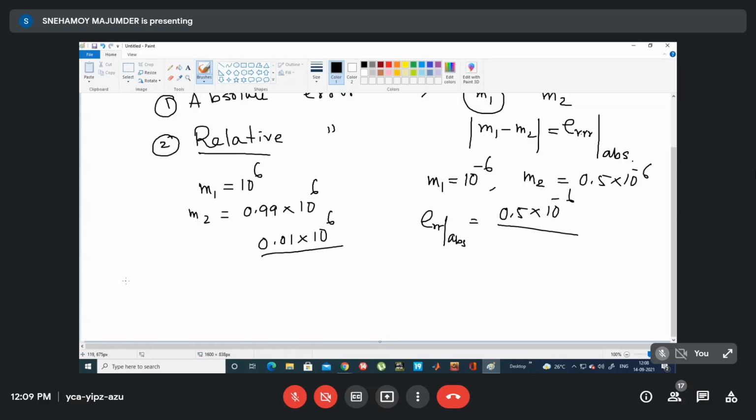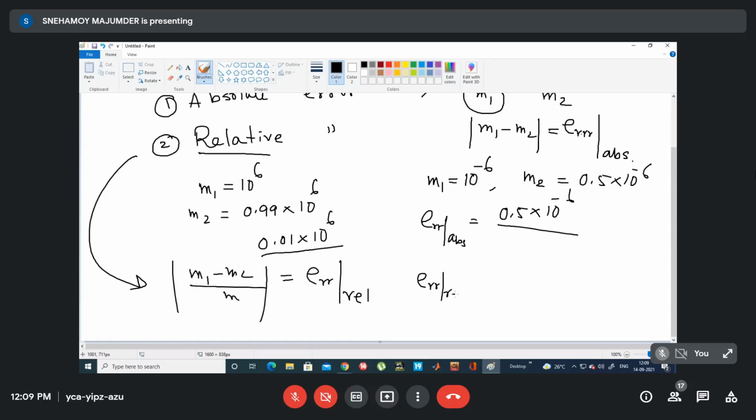Relative analysis, that is number two. Relative analysis is basically my (M1 minus M2) by M1, which is my relative error. So first case, the relative error is (10 to the power minus 6 minus 0.5 into 10 to the power minus 6) divided by 10 to the power minus 6. Absolute is 0.5.